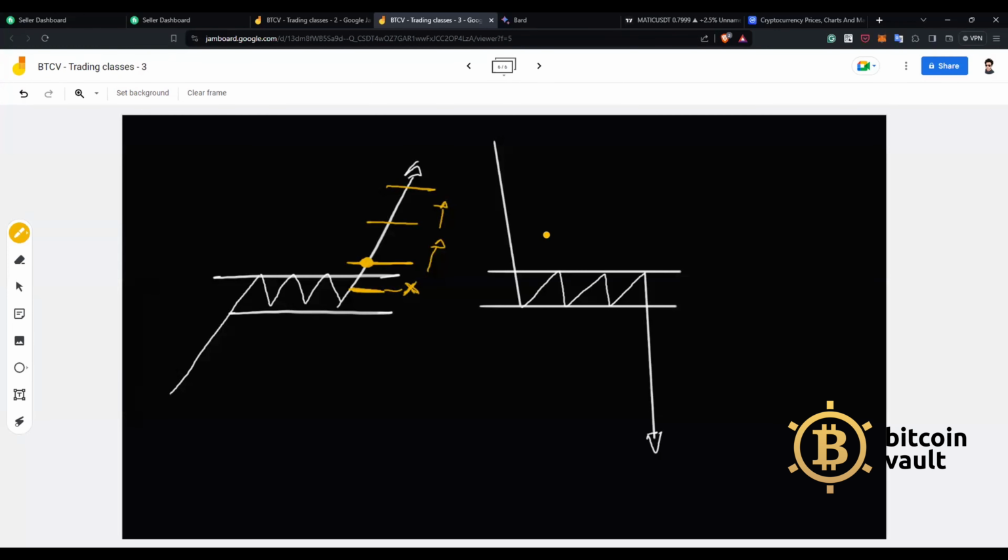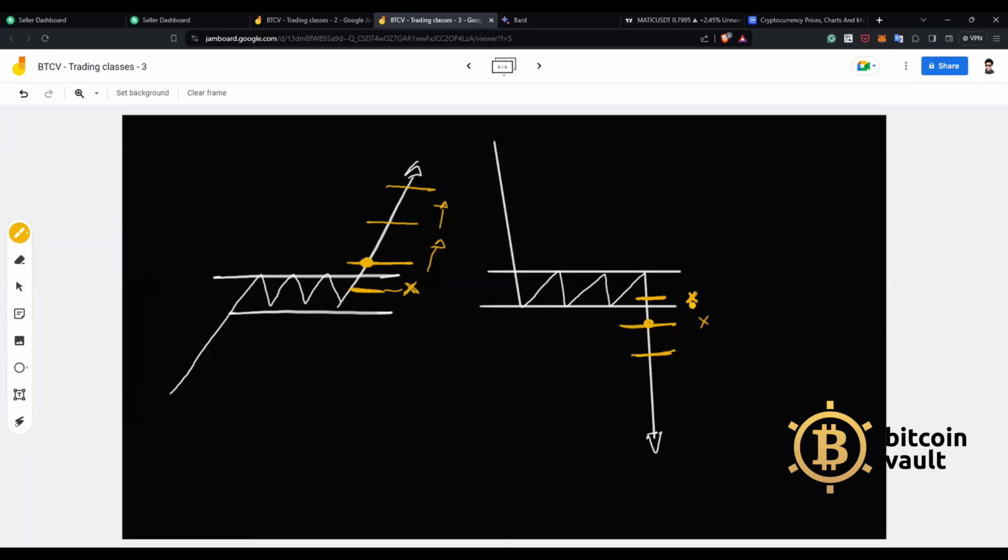Okay, similarly in the downward direction also. So once there is a breakout in the downward direction, you sell. Okay, you take a short position, you put a stop loss right here, and as the market drops down, you remove this stop loss and put a new stop loss around your entry point. Then again, if the market continues to go down, you remove the stop loss and put a new stop loss below that.